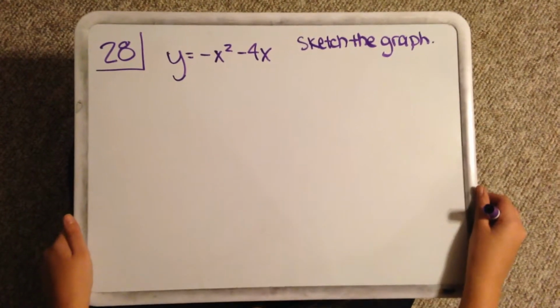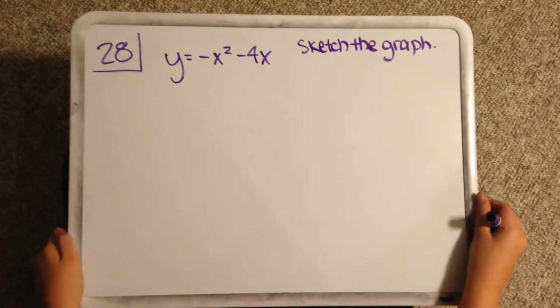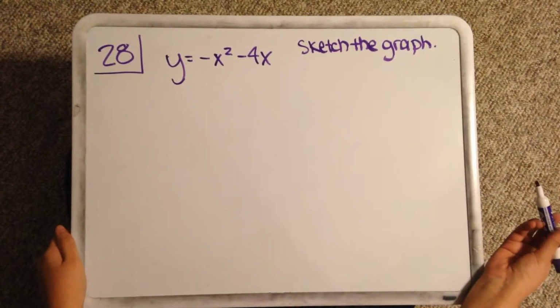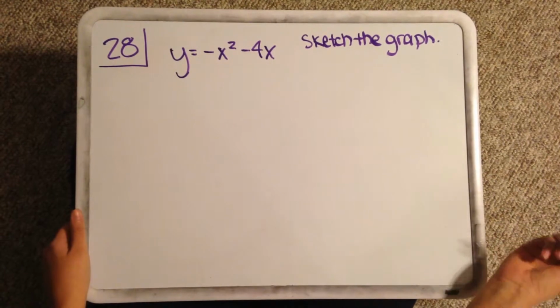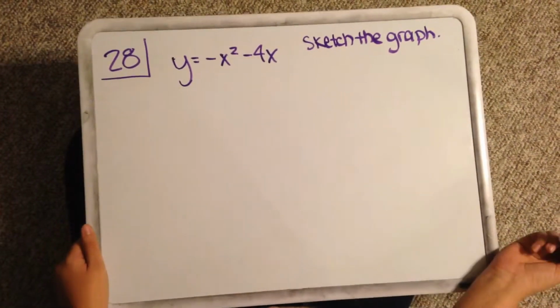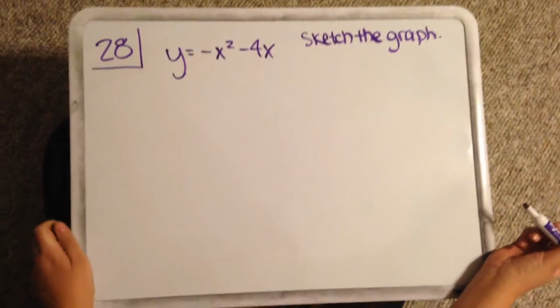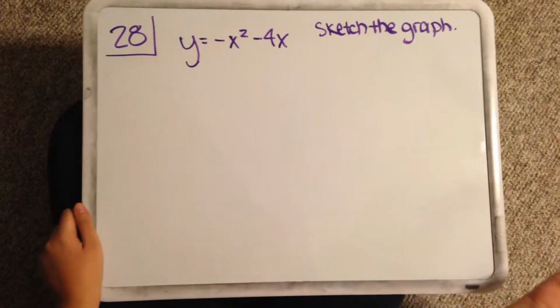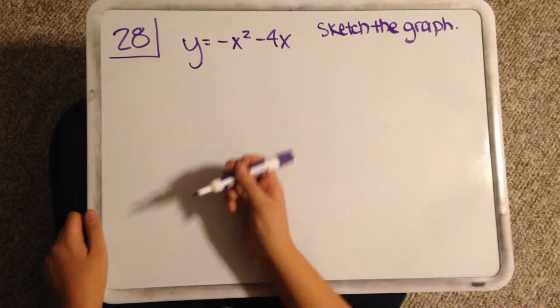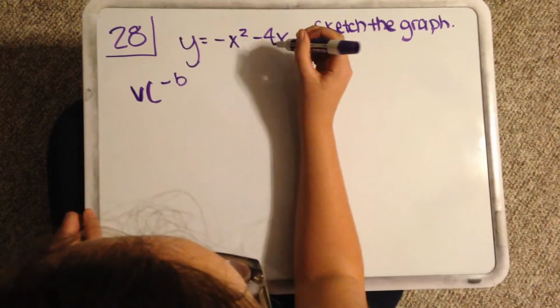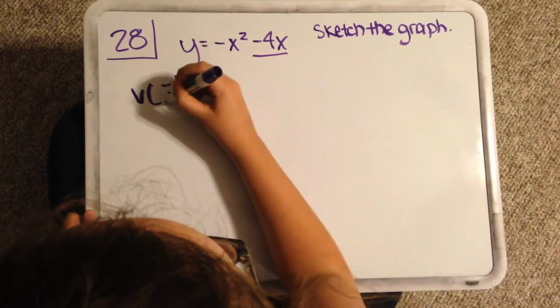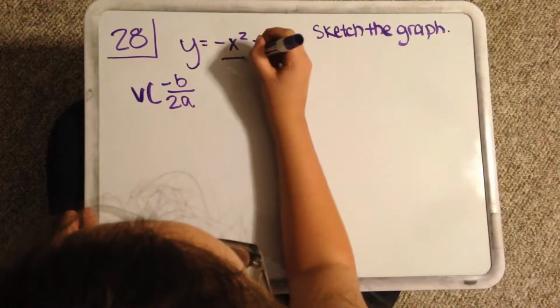Okay, hi. I'm Carlee, and we're going to be doing problem number 28, and the problem is y equals negative x squared minus 4x, and they want you to sketch the graph. Since this is a problem where you can't see any of the transformations, you have to find the vertex first. And the formula for the vertex is negative b, which is this term, over 2a, which is this term.